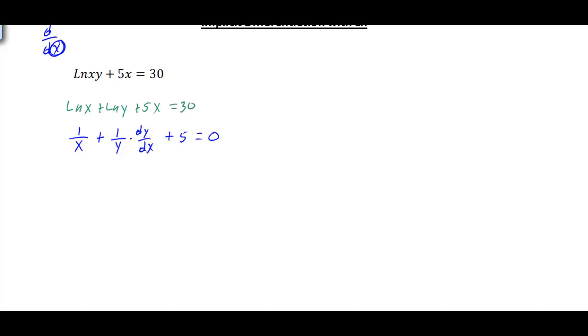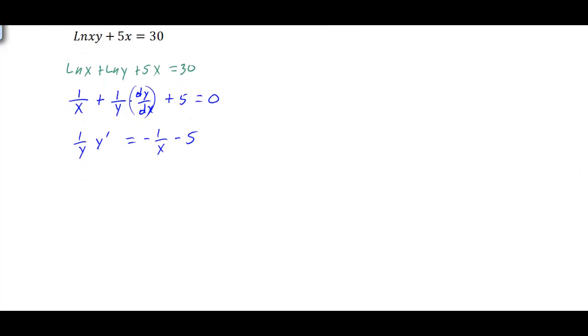Now remember, with implicit differentiation, we are trying to solve for dy/dx. If it makes it easier, you can rewrite this. We could think of this as 1 over y, and instead of dy/dx, we could write y prime if you prefer. We want to move everything else to the other side, so we get minus 1 over x minus 5, because we're trying to solve for dy/dx, which is now our y prime. That's a short way to write dy/dx.